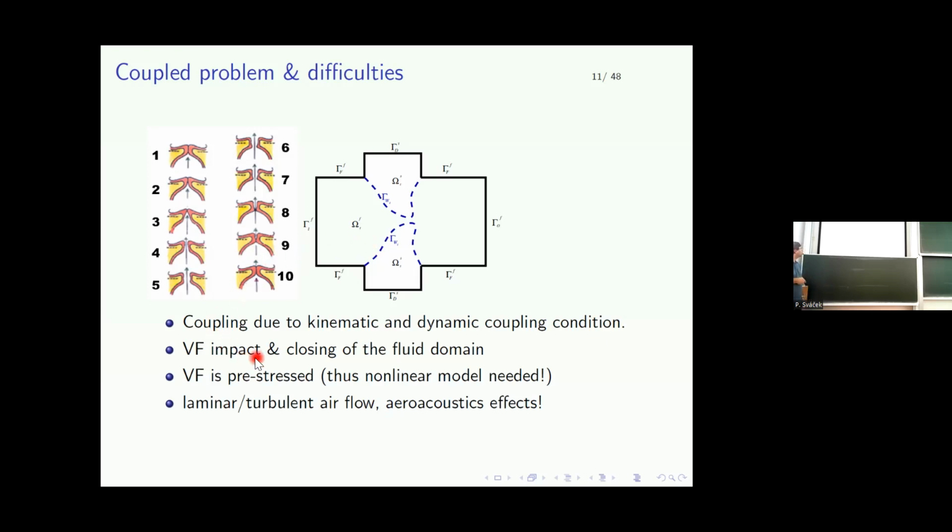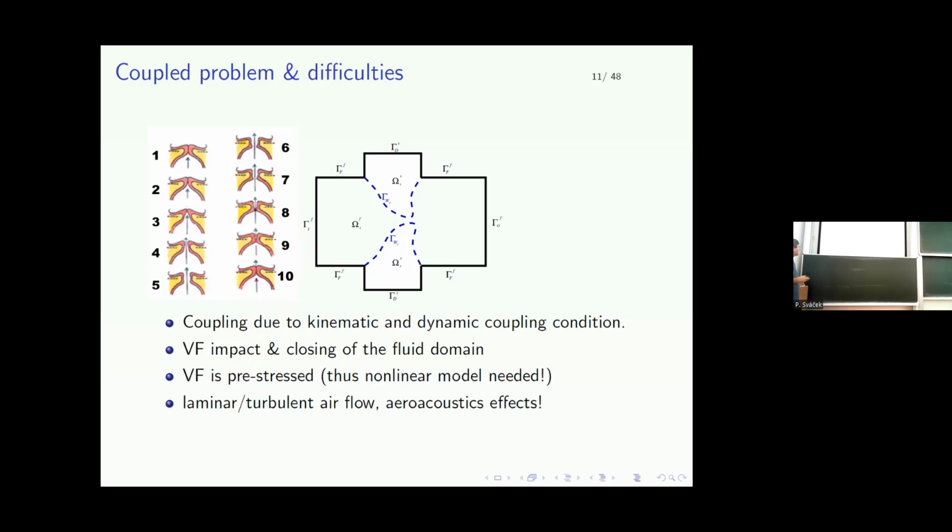So I talked about how we should somehow include a model of vocal fold impact. Not only do the vocal folds impact each other, which causes the closure of the fluid domain, we also need to somehow include the impact forces in the computations. Okay, I talked about the closing of the fluid domain.